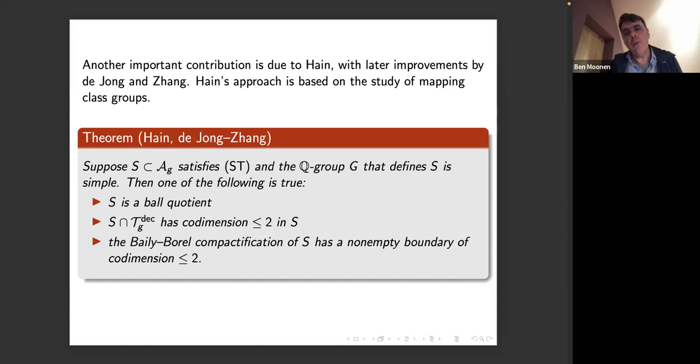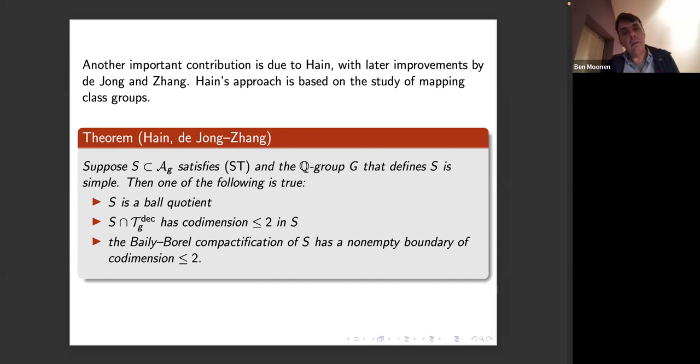And then one of the following cases should happen. Either S is a Ball quotient, or it meets the boundary in codimension at most 2. So it should have somehow a big boundary, in the sense of the boundary of the Torelli locus, or the Baily-Borel boundary should be very big. Yeah. So this is the boundary in the sense of compactifying the moduli space.